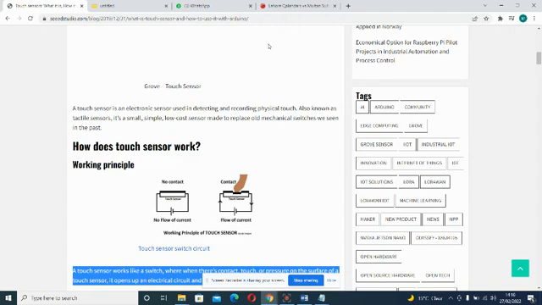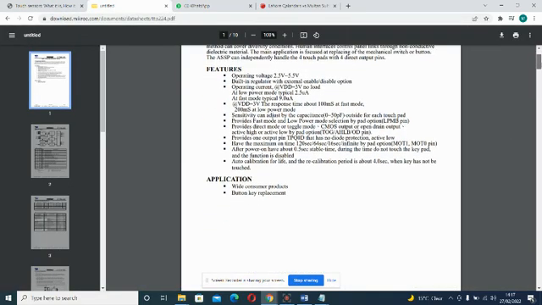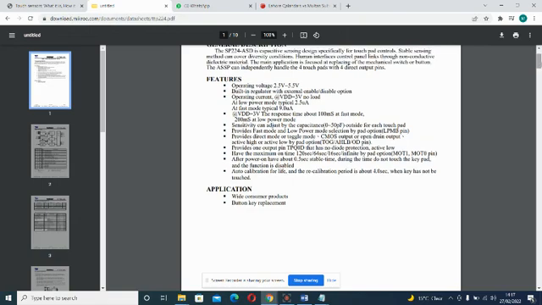Now coming on to the data sheet of the touch sensor. Its operating voltage is 2 to 5.5 volts. Its sensitivity can be adjusted by capacitance 0 to 50 pF outside for each touchpad. Auto calibration for life is built in, with external enable and disable option.